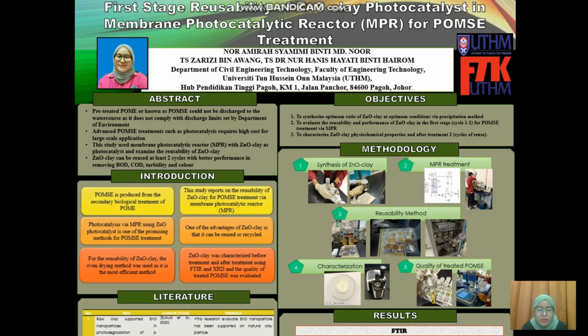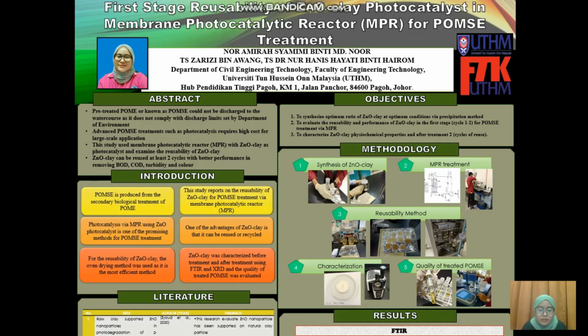For BOD measurement, two samples of treated POME for each cycle will be collected. One sample will be tested immediately for dissolved oxygen, as shown in this figure. And the second sample will be incubated in the dark at 20 degrees Celsius for 5 days and then tested for the amount of dissolved oxygen remaining. The difference in oxygen level is the amount of BOD.